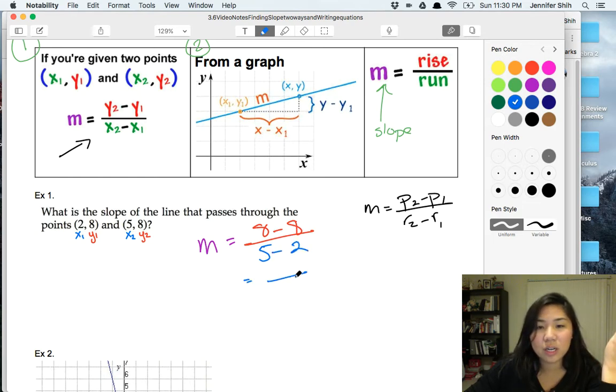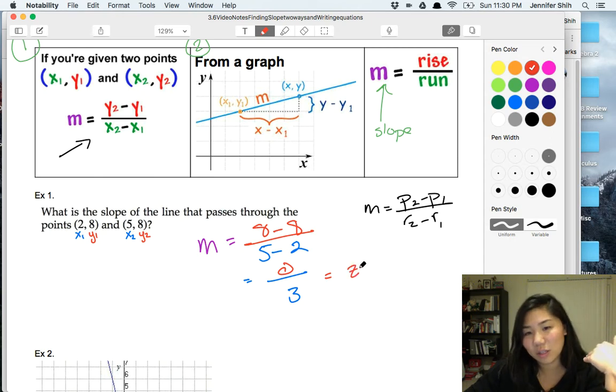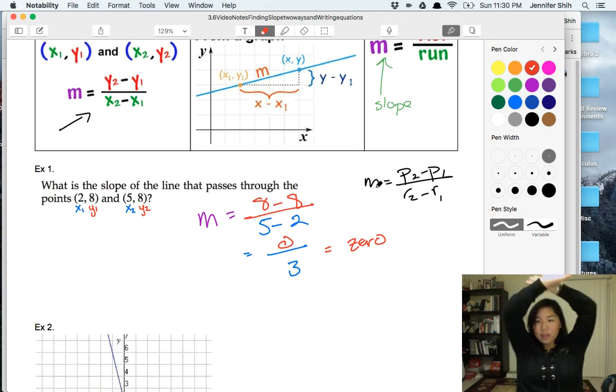So we're actually going to end up getting 0 over 3. And 0 over anything, 0 divided by anything, is just equal to 0. It gets tricky if we divide by 0. That's when things get undefined. Okay, that's the first way.